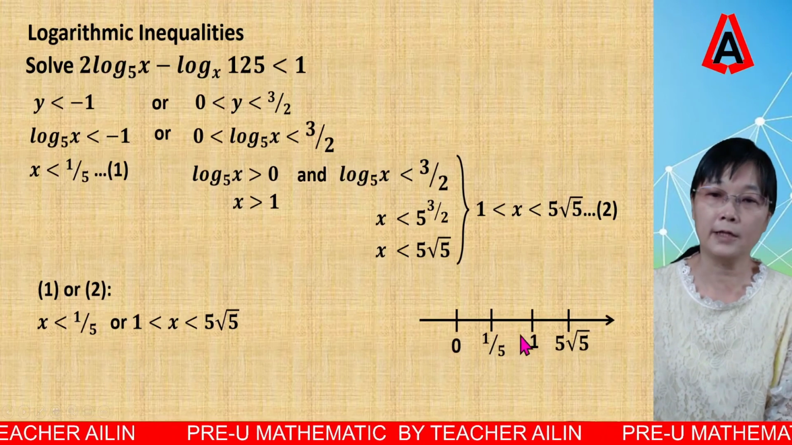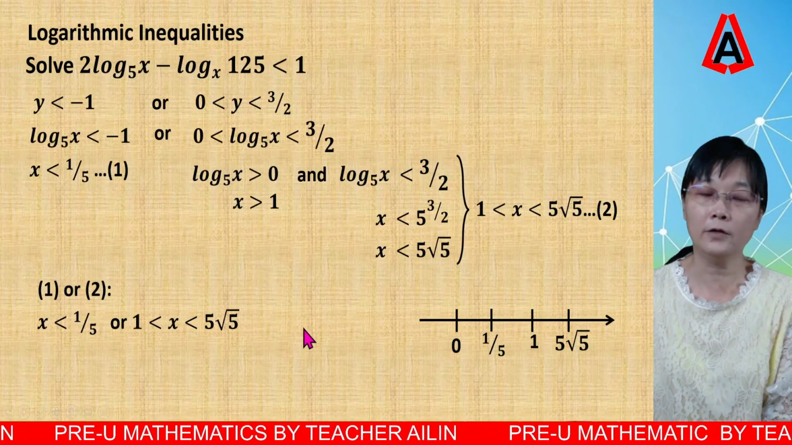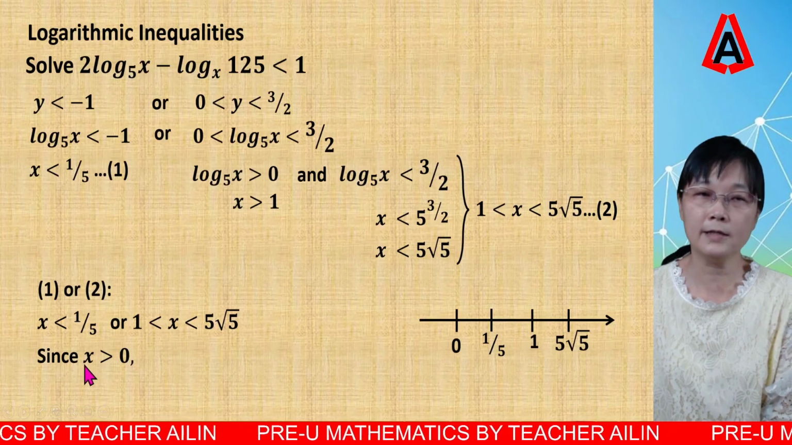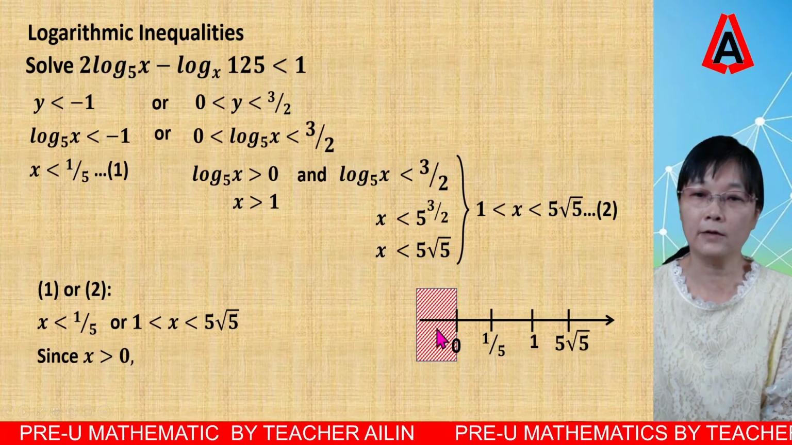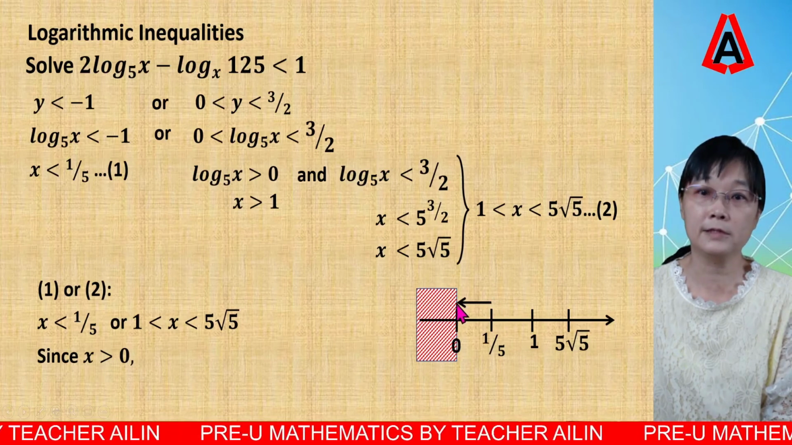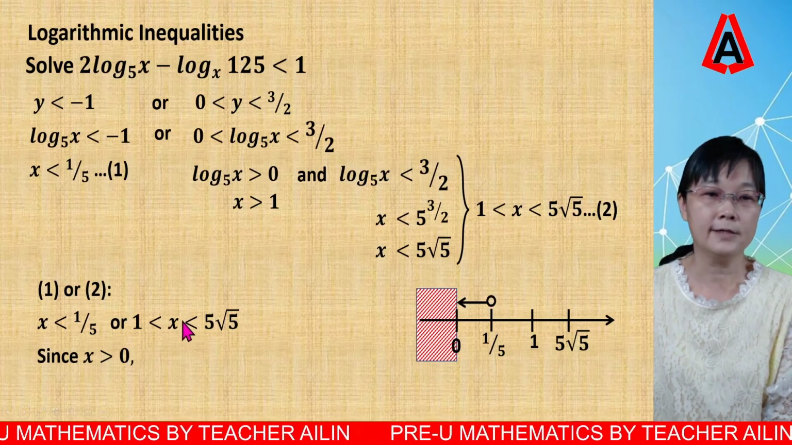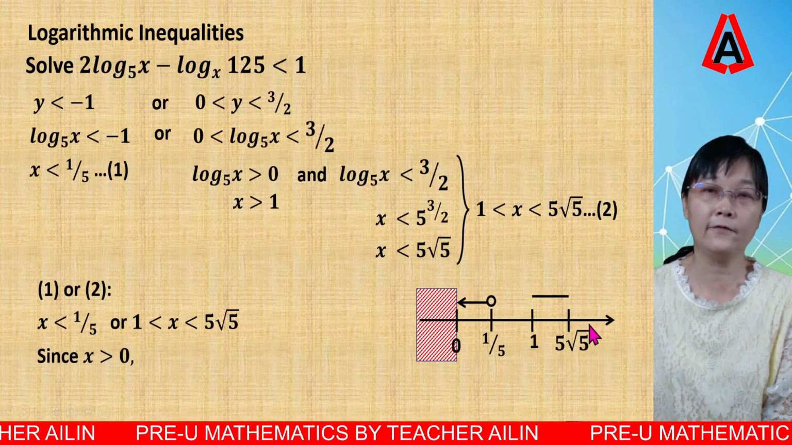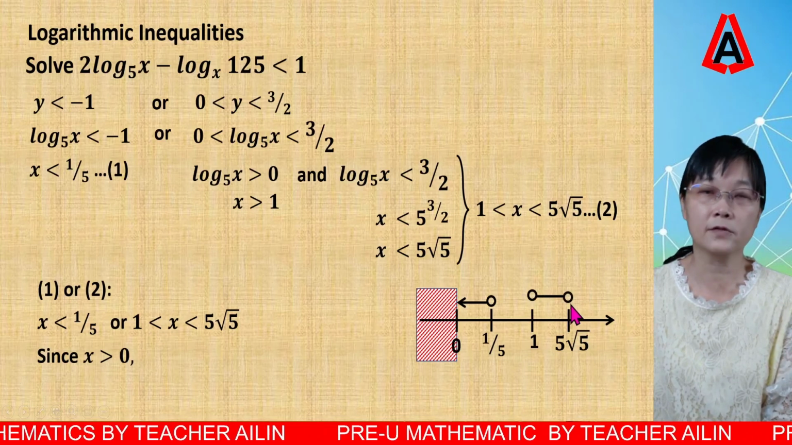And I'm going to use the number line to do this. So for the first one, x less than 1 over 5. Since we know that for logarithm of x, x must be greater than 0, for the inequality x less than 1 over 5, the values of x are from 0 up to but not including 1 over 5. For the second set of values of x, which is greater than 1 and less than 5 square root of 5, not including 1, not including 5 square root of 5.